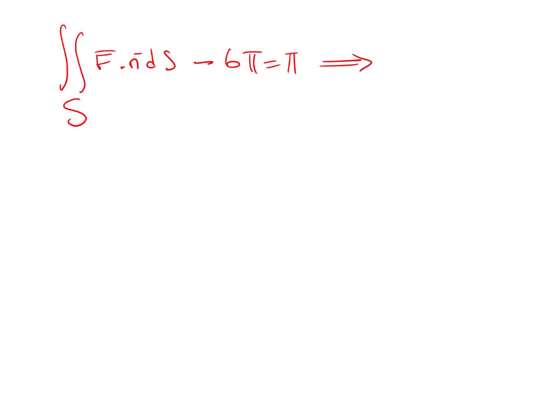Okay, and now finally we can put all the pieces together. We have the integral that we want. Minus 6 pi is equal to pi. And what that means is that this flux that we want is just equal to 7 pi.